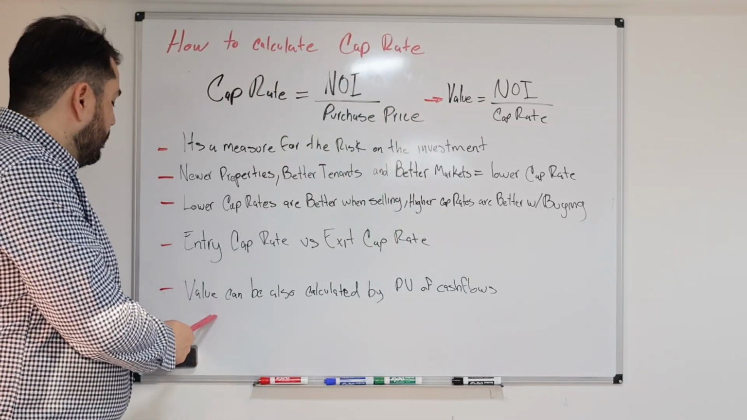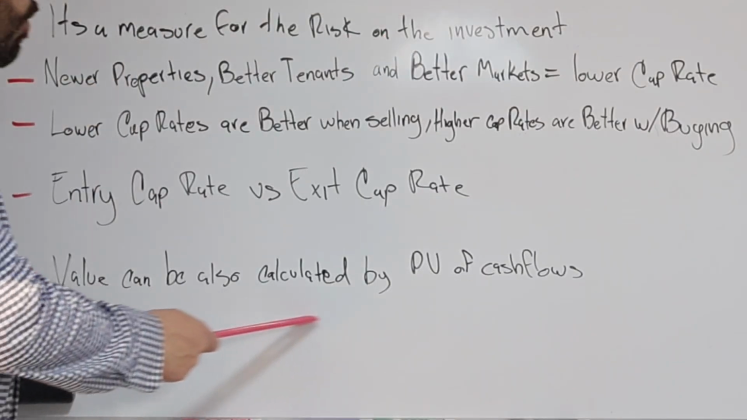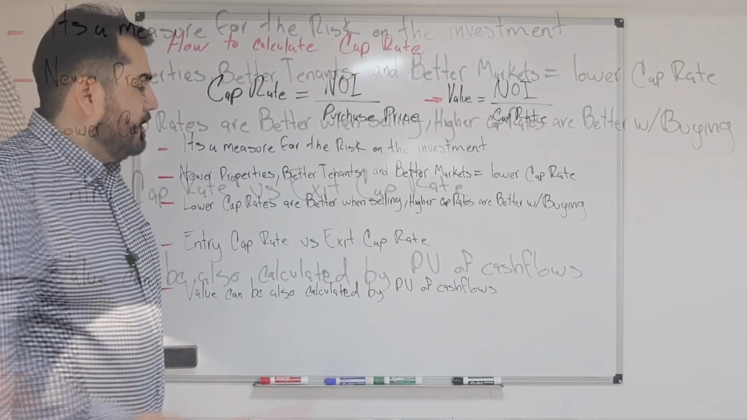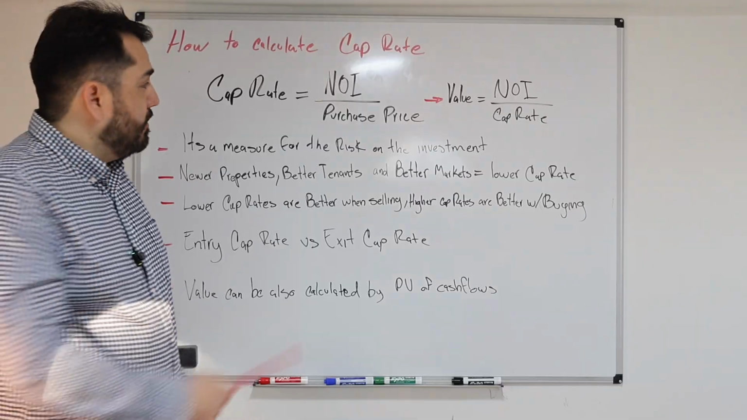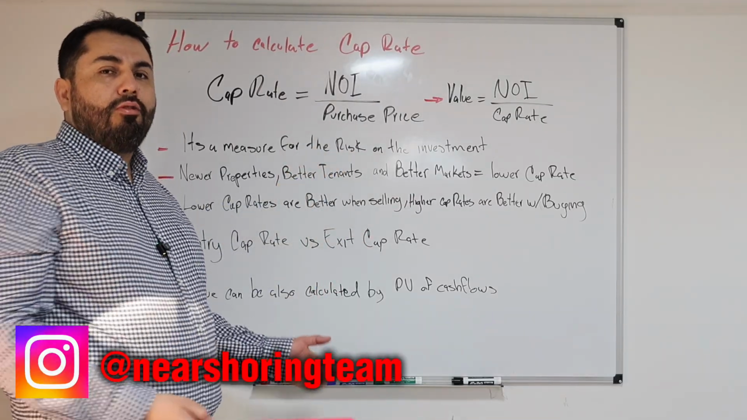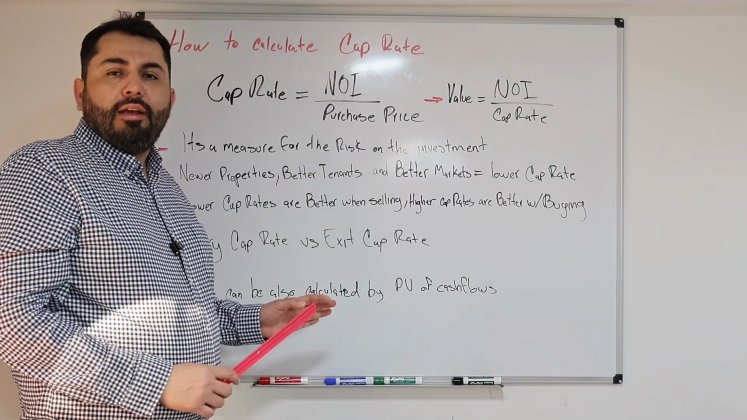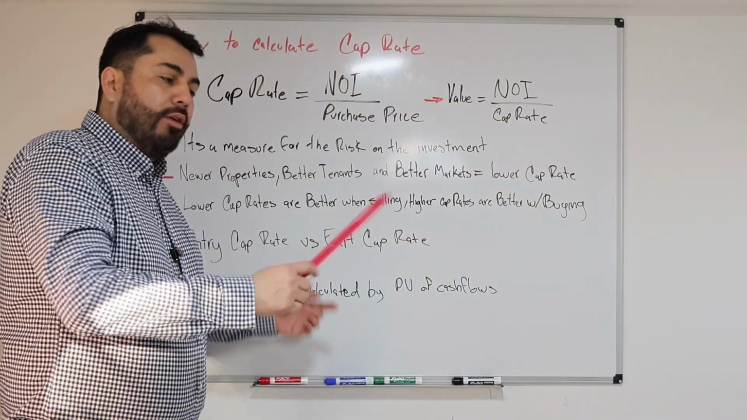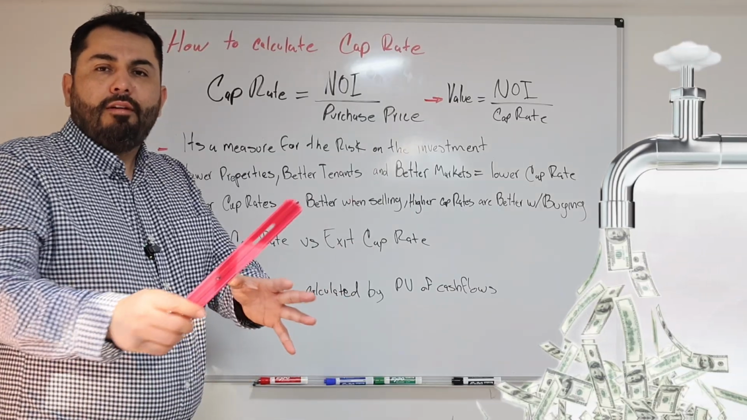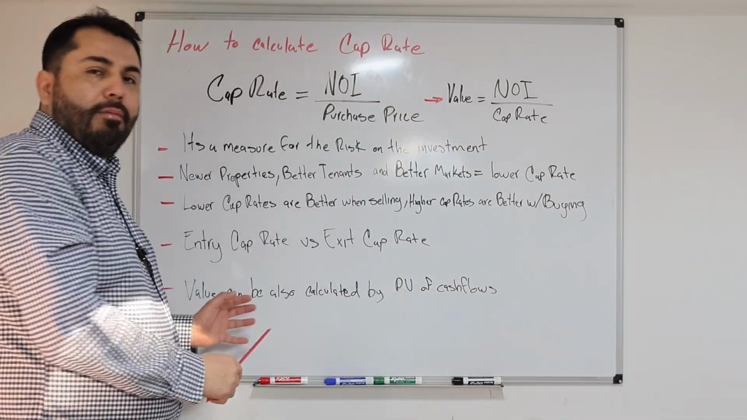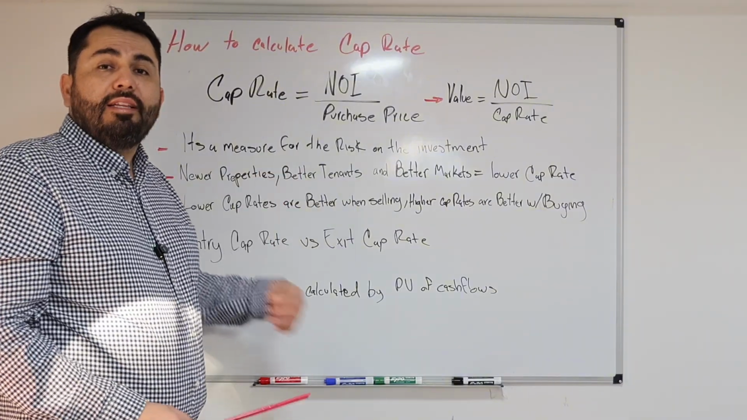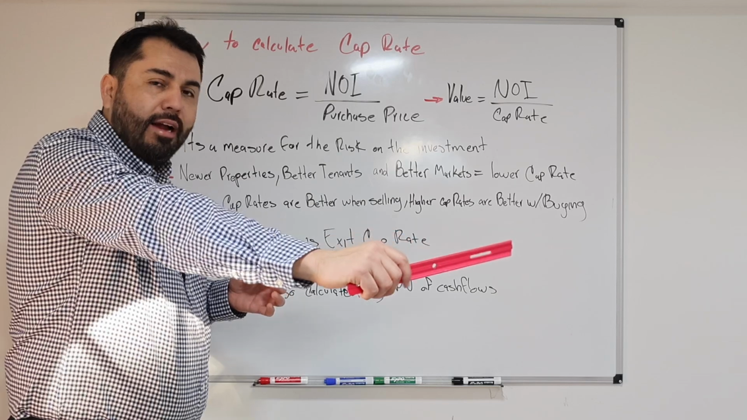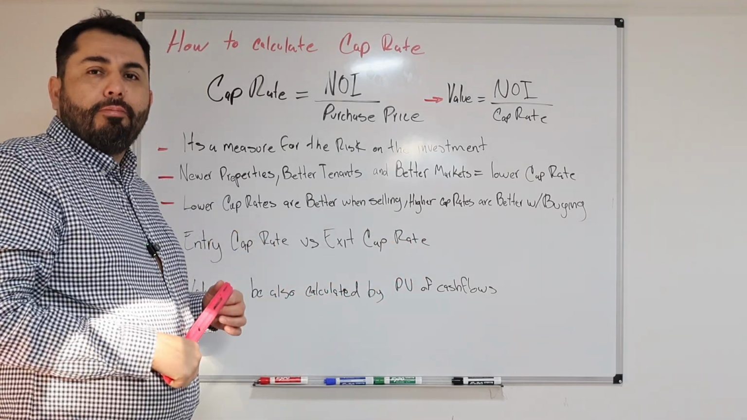And last but not least, the value can also be calculated by other methods, like the present value of cash flows. This is a more complicated method because it's not only a formula. You have to run all the cash flows on the investment. For example, if you are going to hold the property for 5 years, you run all the cash flow for those 5 years and then take the present value of the property today. What will be the price to purchase that property if you take into account all the cash flows and bring it to the present?